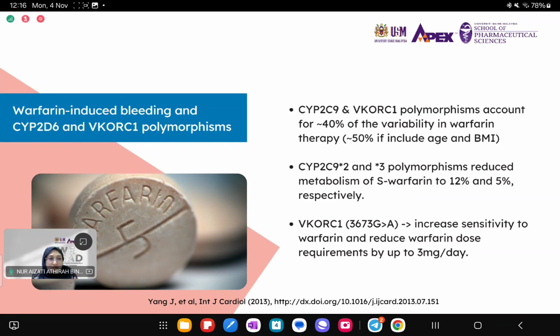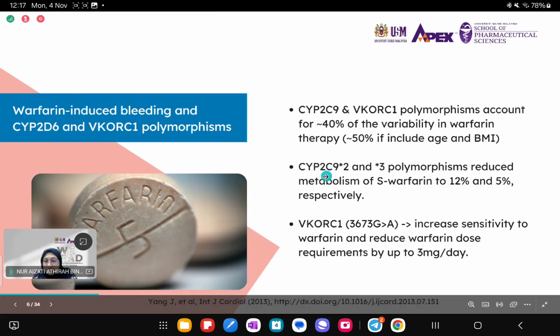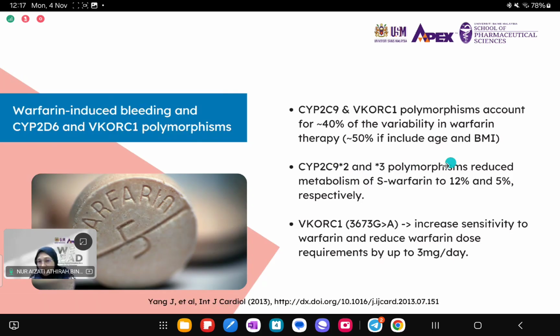This is CYP2C9. So it comes from CYP2C9 and VKORC1 polymorphism, and another 50% is from age and BMI. So what I mean is, genetic variation of this gene is very important to explain why 100 patients have different INR readings. And CYP2C9 *2 and *3 polymorphisms reduce the metabolism of S-warfarin to 12% and 5% respectively.